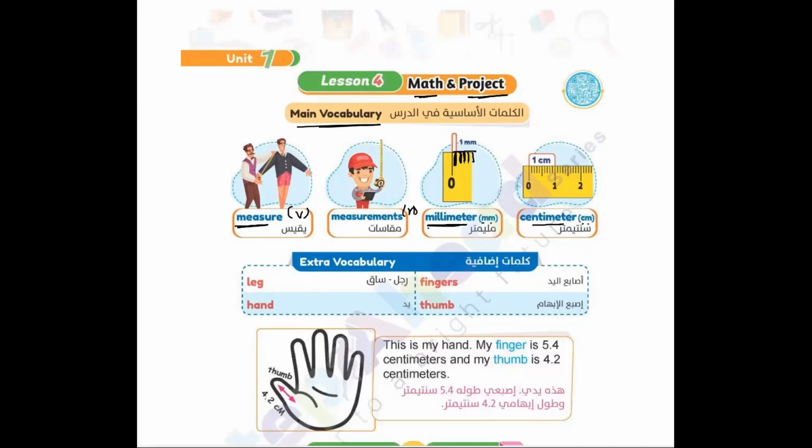What about extra vocabulary? We have here some extra vocabulary helping me to make a project for this unit. Leg, hand, fingers, thumb. Pay attention.